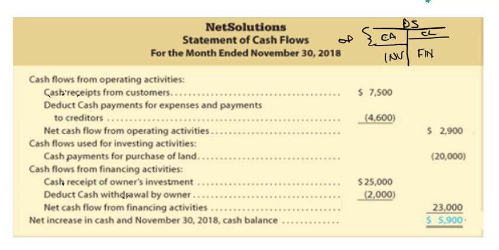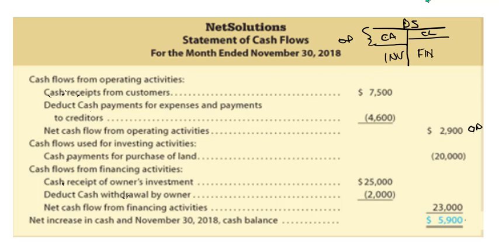All right, now you don't have to prepare this statement the way you would if you were an accountant, but you need to be able to take these descriptions and put them together into a decent statement of cash flows. So you need to understand something. Cash receipts from customers, cash payments for expenses and payments to creditors, and then we've got the net cash flows from operating activities right here.